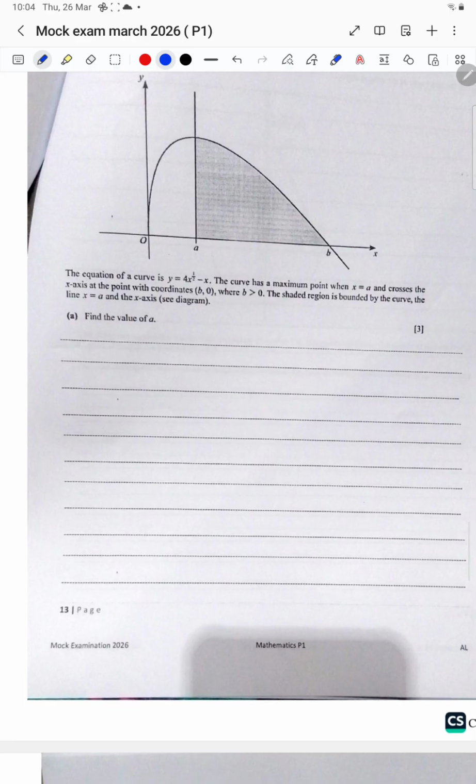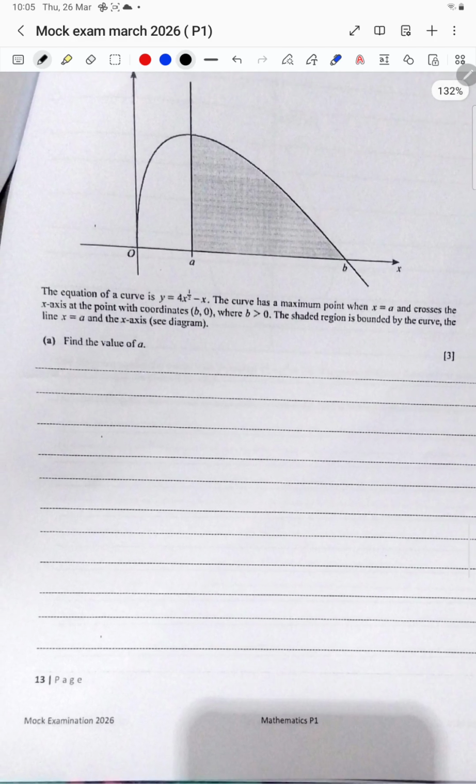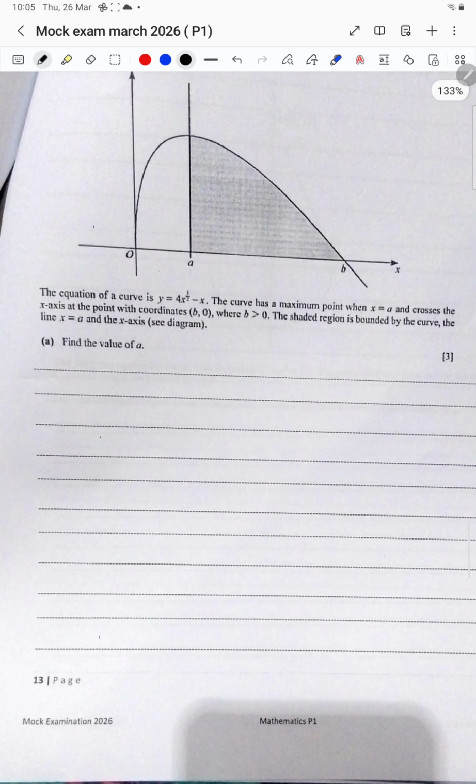The question says the equation of the curve is y equals 4x to the power 1 by 2 minus x. Let me write the curve here. You can see this is the figure taken from CamScanner. The curve has a maximum point when x is equal to a, and it crosses the x-axis at the point with coordinates b and 0, where b is bigger than 0.